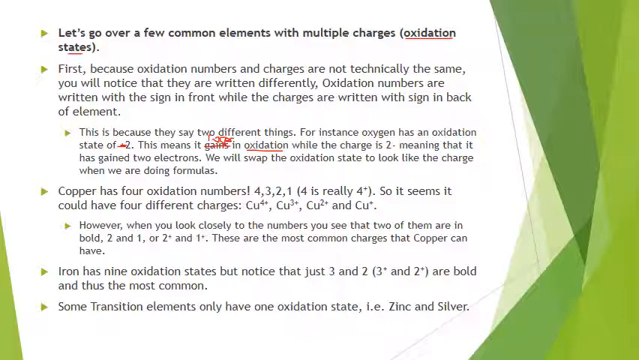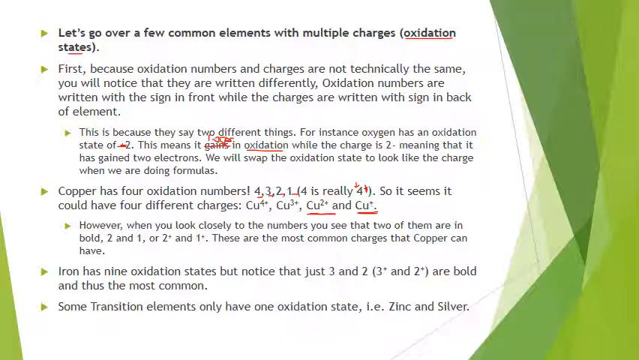Okay, so let's look at copper. Copper has 4 oxidation states: 4, 3, 2, and 1. The 4 really is +4. So it seems the copper could have 4 different charges: 4 plus, 3 plus, 2 plus, and 1 plus. And if you notice, these 2 are in bold. So these are going to be the 2 most common ions for copper.